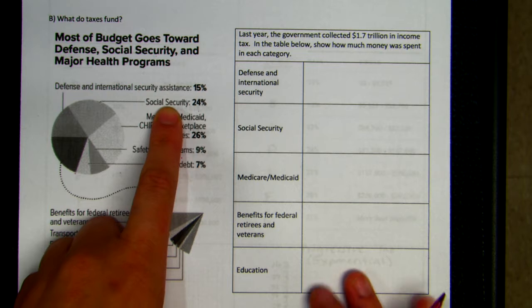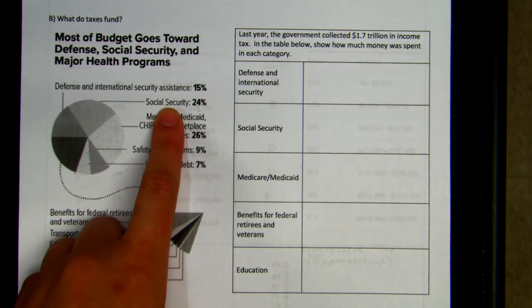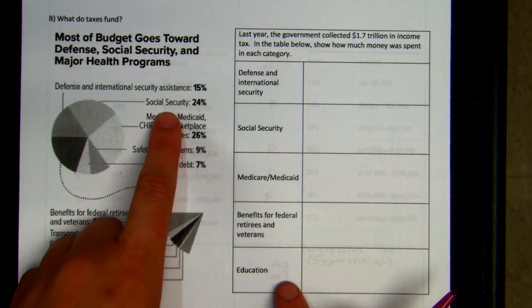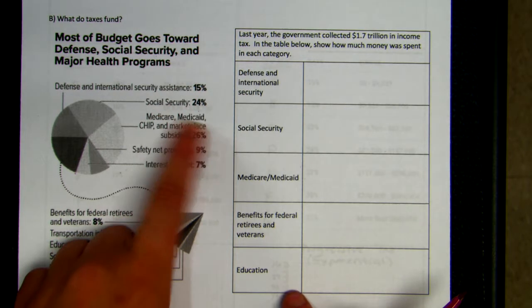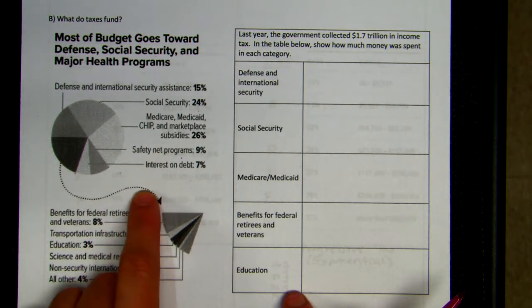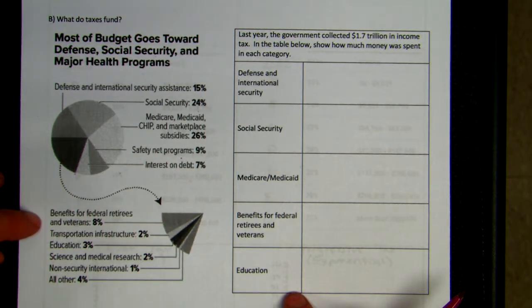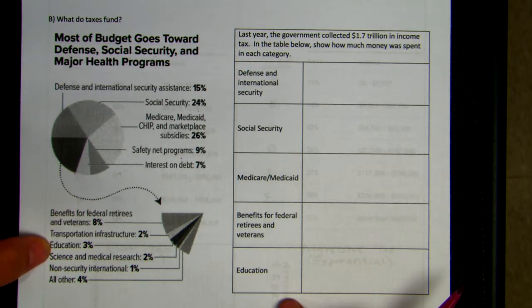This is a retirement fund that is a full fund for everyone that you pay into for your entire life. And then when you retire, you get benefits from it. Medicare and Medicaid are essentially health insurance. And then some other ones, benefits for federal retirees and veterans, so support systems for veterans. And you see education way down here as well.